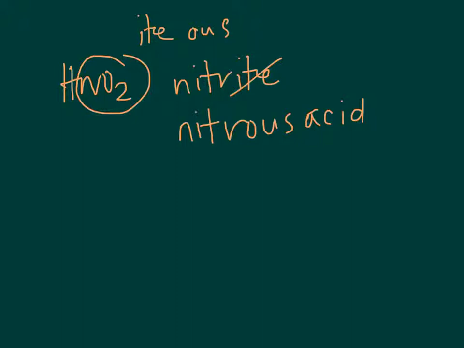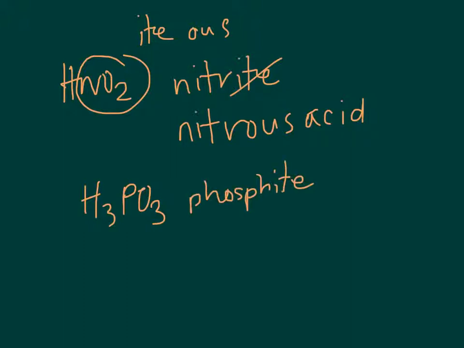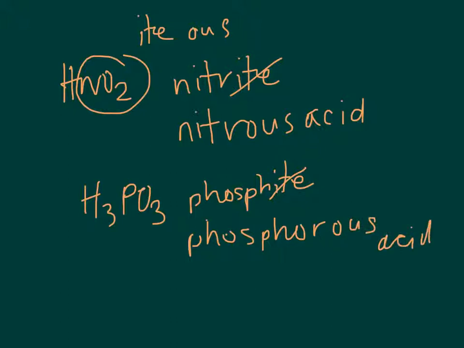Let's pick another one Miss A knows off the top of her head because she doesn't have a pink sheet here with her. How about H3PO3? I believe that that's phosphite. And so that ite changes into us. And again, you have to change the spelling of this a little bit. So it's phosphorus acid. So again, ite goes to us, ate goes to ick, and if it's ide, you have a hydro, fill in the blank, and an ick.